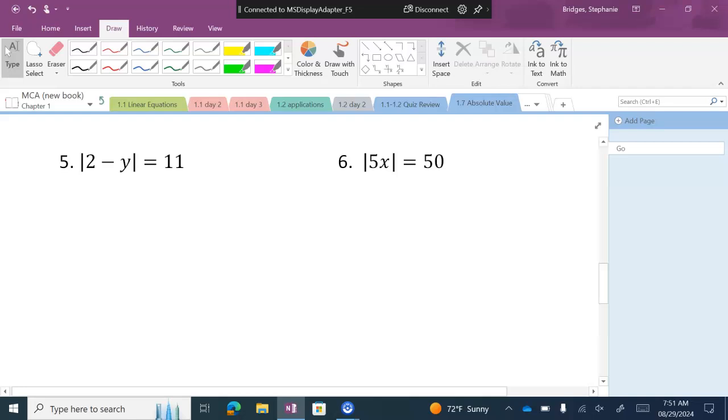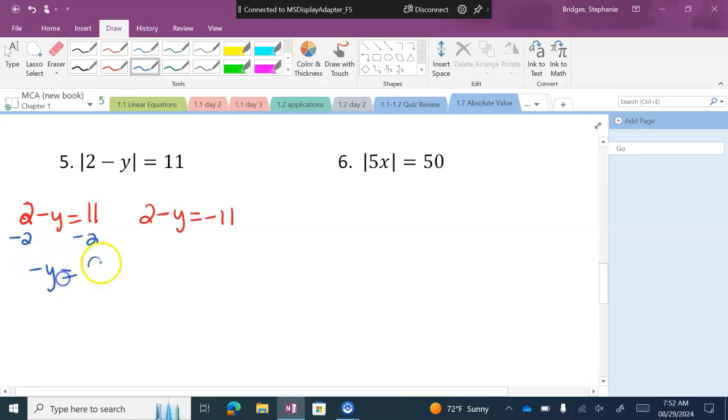Again, on number 5, my absolute value, the stuff inside, the 2 minus y, is by itself. So I'm going to set up my 2 equations. I'm going to leave that 2 minus y alone. I'm going to set it equal to 11, and I'm also going to set it equal to negative 11. And then I can solve.